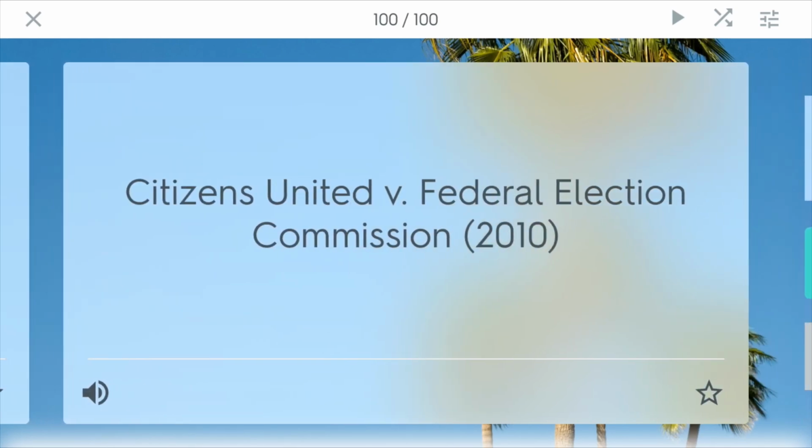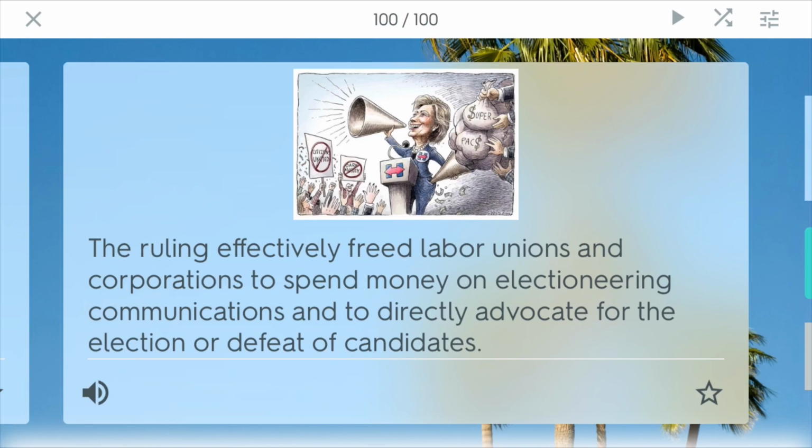In Citizens United versus Federal Election Commission 2010, this ruling effectively freed labor unions and corporations, who were previously limited in what they could do politically, to spend money on electioneering communications and to directly advocate for the election or defeat of candidates, so they could now personally support a candidate in an election. This peeled back a lot of the regulations on campaign finance and also allowed for the formation of super PACs, which still dominate to this day.